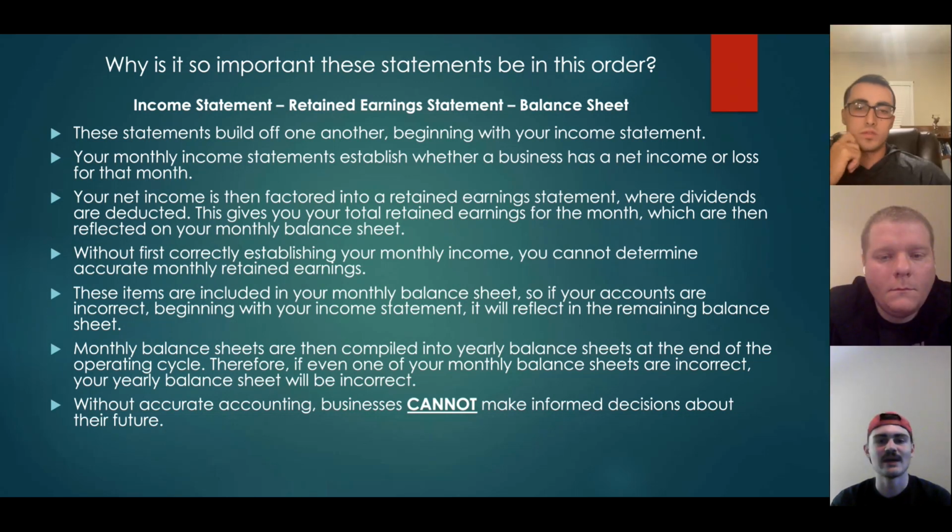Without first correctly establishing your monthly income, you cannot determine accurate monthly retained earnings. These items are included in your monthly balance sheet, so if your accounts are incorrect, beginning with your income statement, it will reflect in the remaining balance sheet. Monthly balance sheets are then compiled into yearly balance sheets at the end of the operating cycle. Therefore, if even one of your monthly balance sheets is incorrect, your yearly balance sheet will be incorrect. Without accurate accounting, businesses cannot make informed decisions about their future.